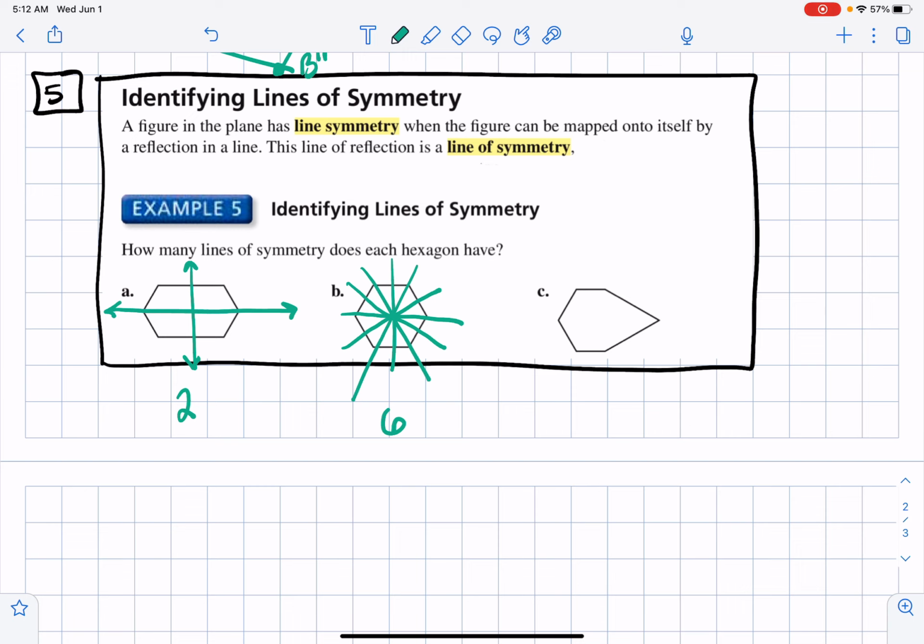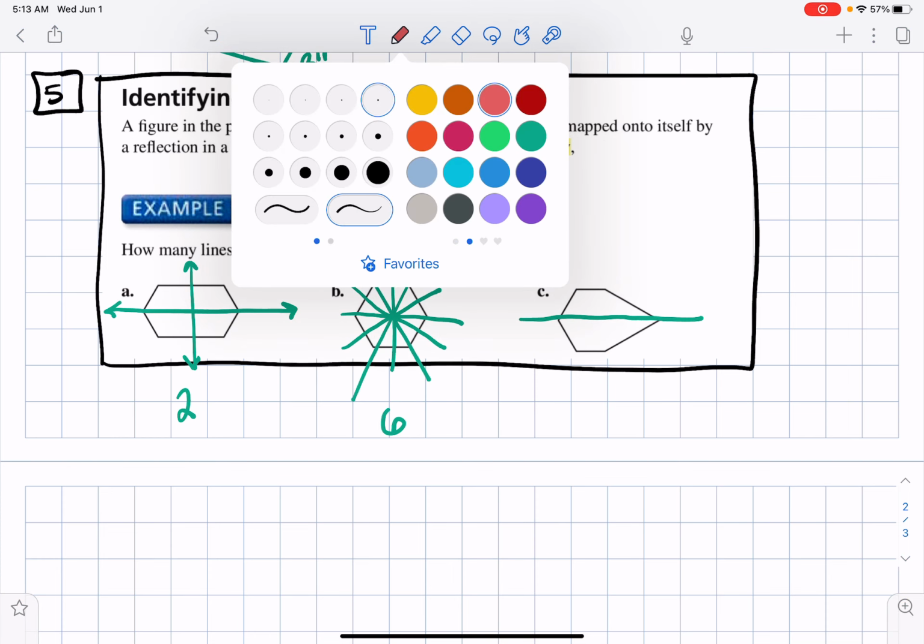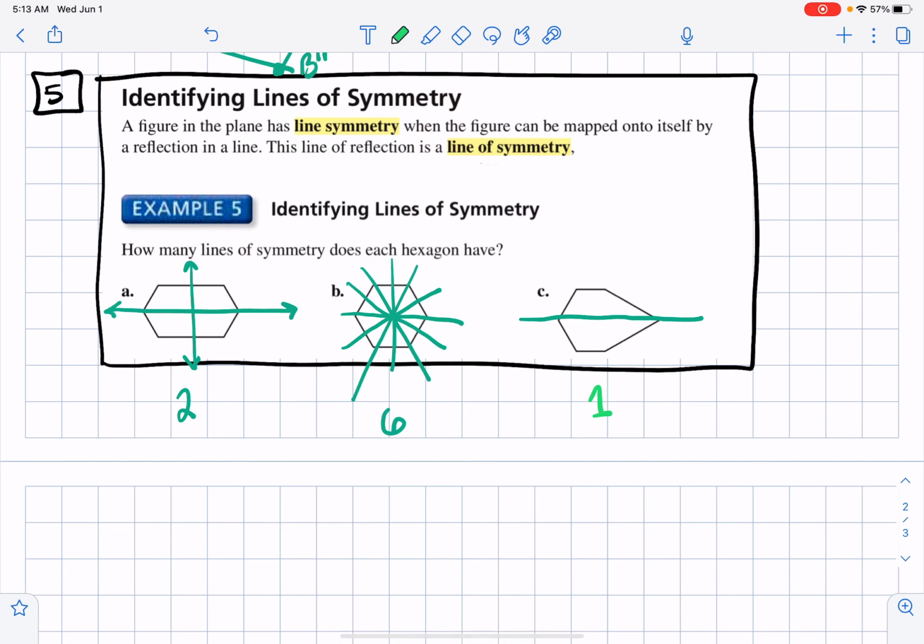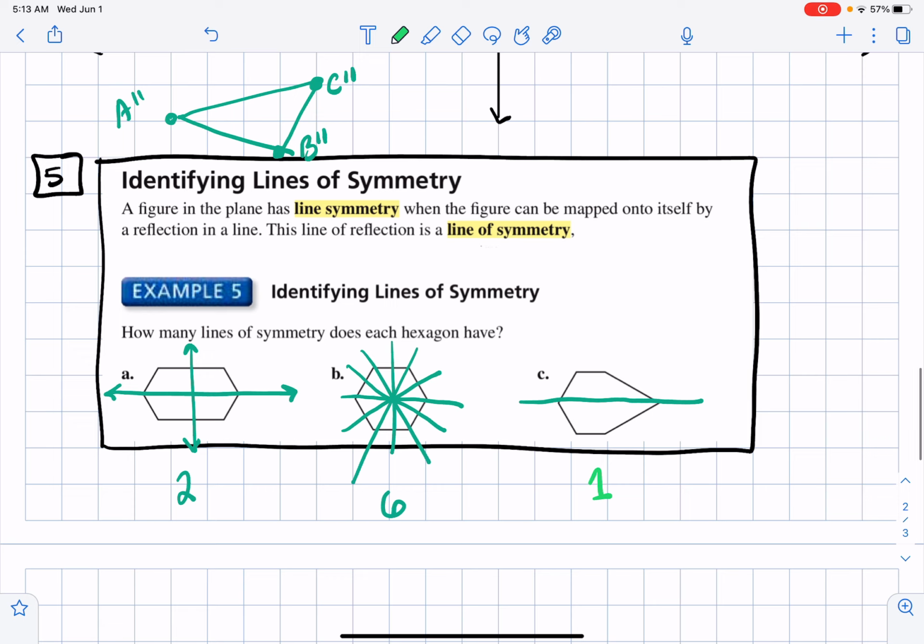In part C, there's actually only one, and it would be right here. And the reason there's only one is because a lot of students want to just start to connect the diagonals, but clearly if I folded it along that line there like a sandwich, it would not map onto itself. So this one, the last example, only has one line of symmetry. So 2, 6, and 1. Okay, that is everything you need for the first video in 11.2.